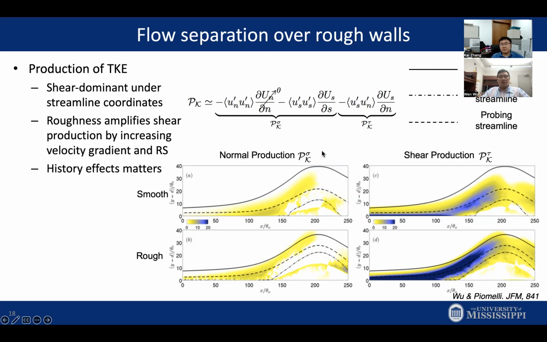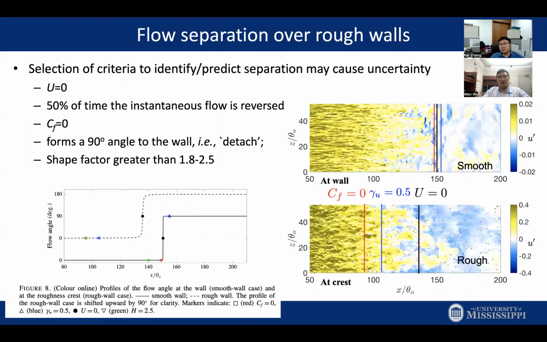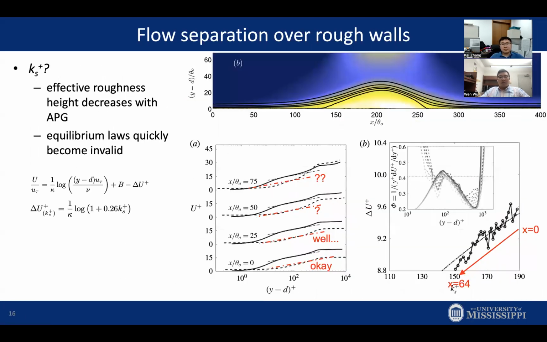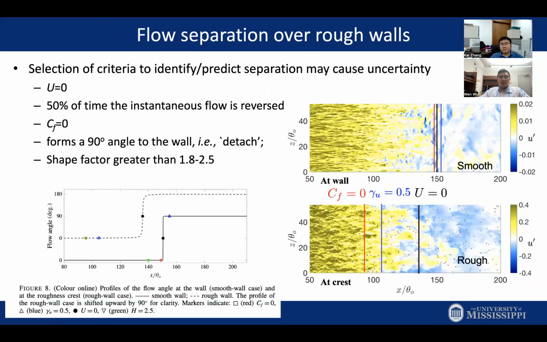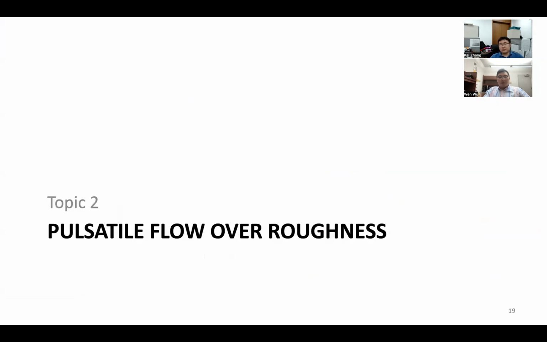I won't talk about these details, but it's interesting analysis on how turbulence is generated in this flow. So the take-home message is, if you use the canonical equilibrium law to predict this flow, there's going to be quite significant uncertainty, and you're going to predict flow separation with less confidence. So the second type of non-equilibrium phenomena is pulsatile flow.